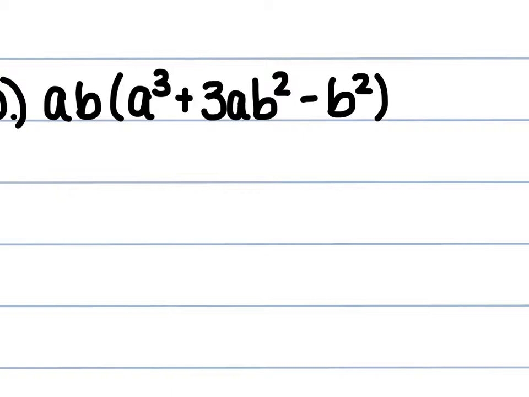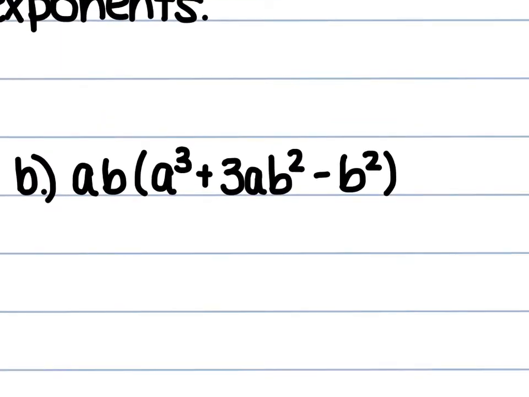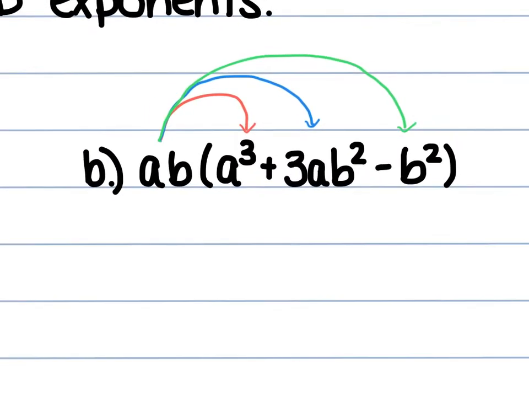All right, so talk to me. Would you distribute AB? You sure would. So let me just show exactly what he's talking about there. We are definitely distributing. So this is going to be distributed there, and this is going to be distributed there, and this is going to be distributed there. So we're going to do this in 3 separate steps. So let's start with the red.